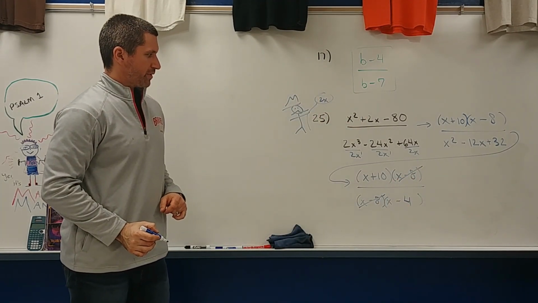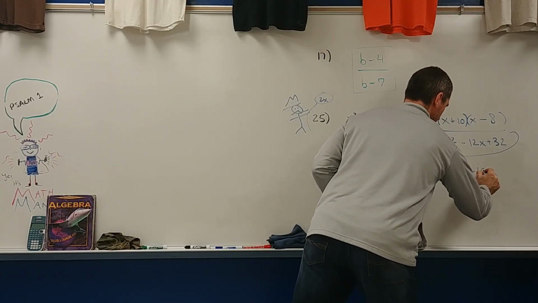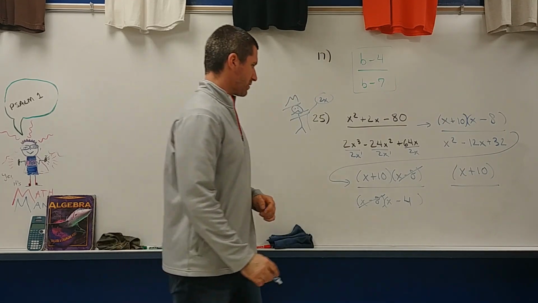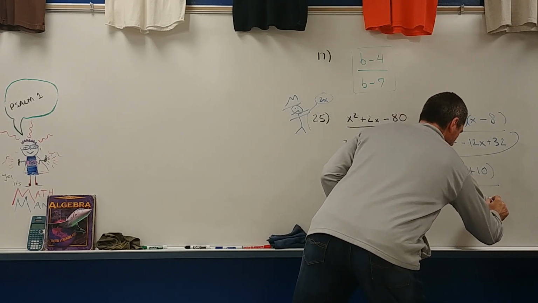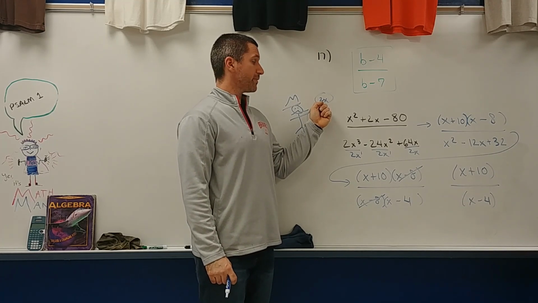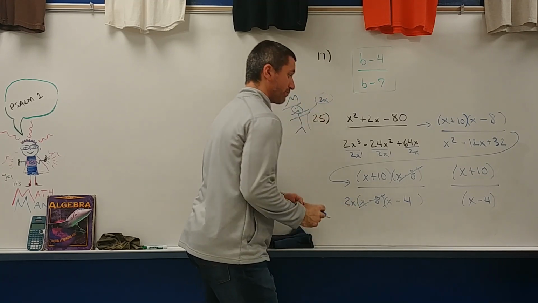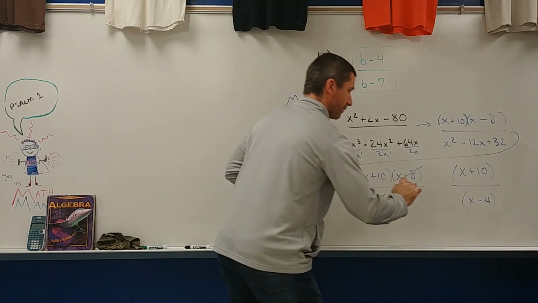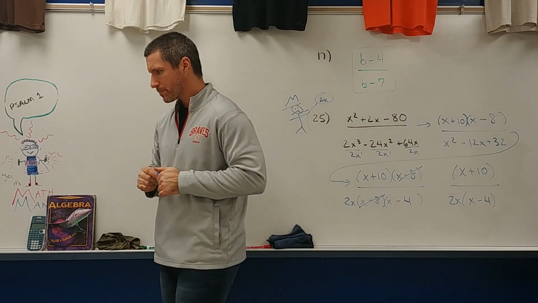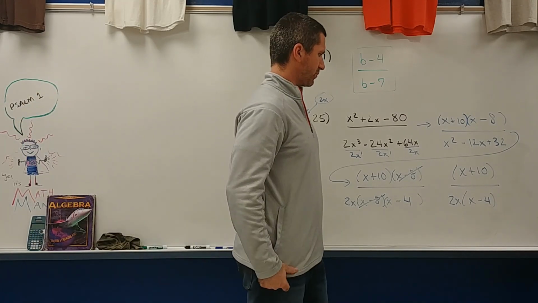Cancellation, and you're left with 10x plus 10 on top. What's on the bottom? Oh, right, it's x minus 4. I almost screwed this up. You want to put that right there because we roped it out, remember? It's got to be in both places. Okay. The answer is x plus 10 over 2x times the quantity x minus 4. Good.